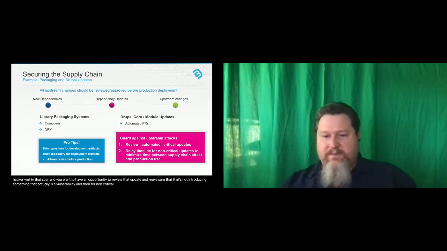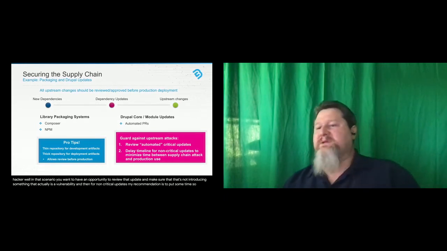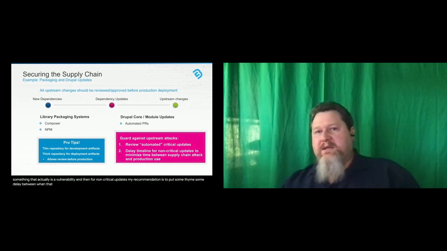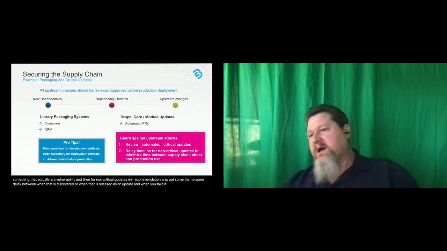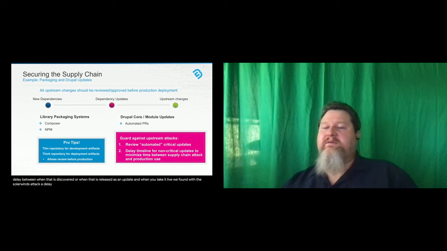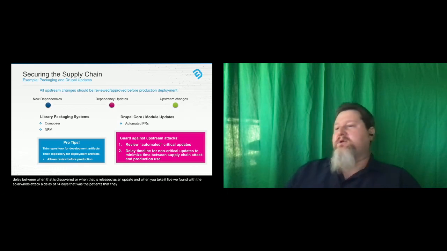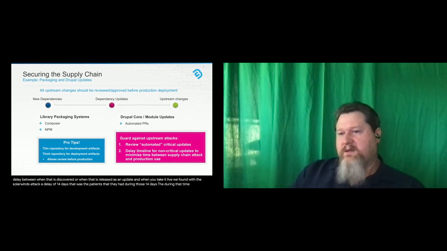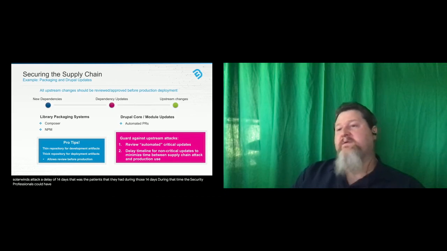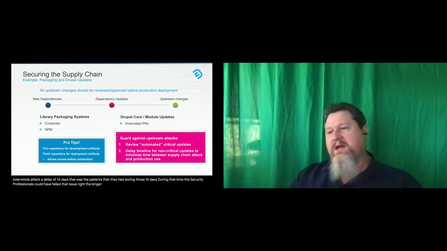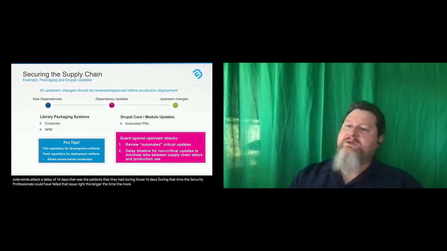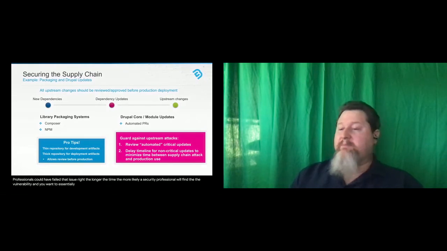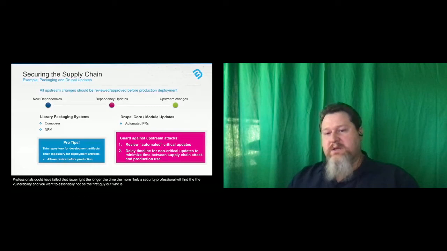And then for non-critical updates, my recommendation is to put some delay between when that is discovered or released as an update and when you take it live. We found with the Solarwinds attack a delay of 14 days. That was the patience that they had. During those 14 or 15 days, I forget which, the security professionals could have found that issue, right? The longer the time, the more likely a security professional will find the vulnerability. And you want to essentially not be the first guy out who is compromised.